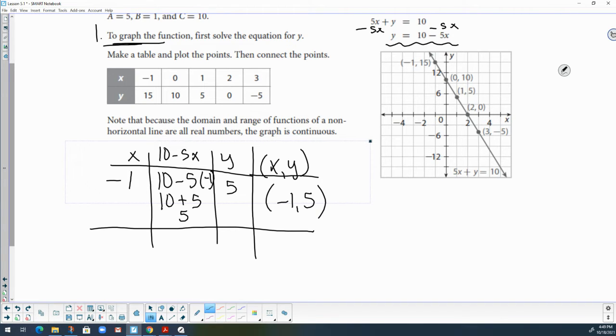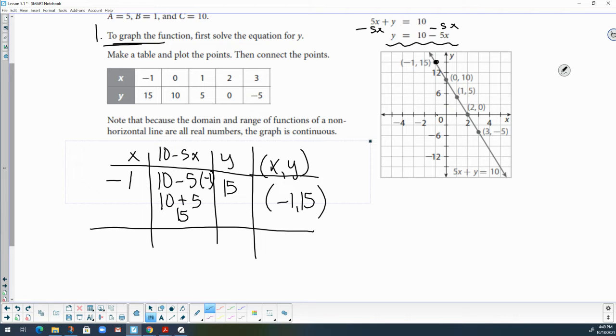And then you can kind of see over here, they went and they graphed when x is -1, y is 15. Oh my, I dropped the 10. So it's 15. So -1, 15. So -1 and 15. So that is my ordered pair.